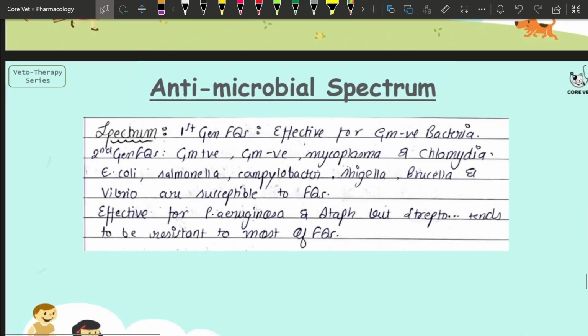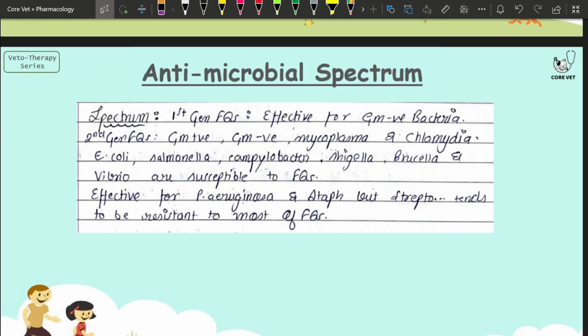So talking about the antimicrobial spectrum of the fluoroquinolones, the first generation is quite effective against the gram-negative bacteria, I had told you. If we talk about the second generation, they are quite effective against the gram-positive, gram-negative, mycoplasma, chlamydia, E. coli, salmonella, campylobacter, shigella, brucella, and the vibrio. Okay, these all are susceptible towards the fluoroquinolones. It is also effective against the pseudomonas aeruginosa and staph. But strepto tends to be resistant against most of the fluoroquinolones. So the streptococcus is quite resistant against the fluoroquinolones.